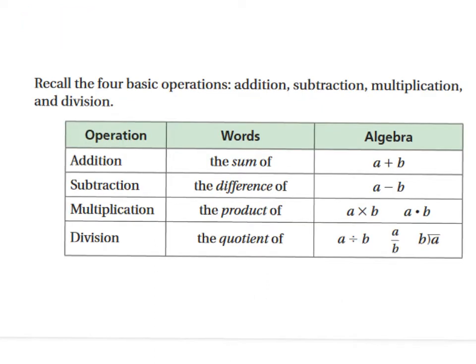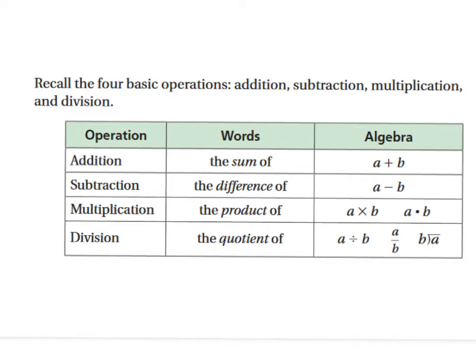We will be solving problems using the four basic operations: addition, subtraction, multiplication, and division. The table shows the four operations and the corresponding word cues and algebraic forms for each operation. For example, for the operation of addition, you may see the words the sum of, and it is commonly written in the form a plus b.